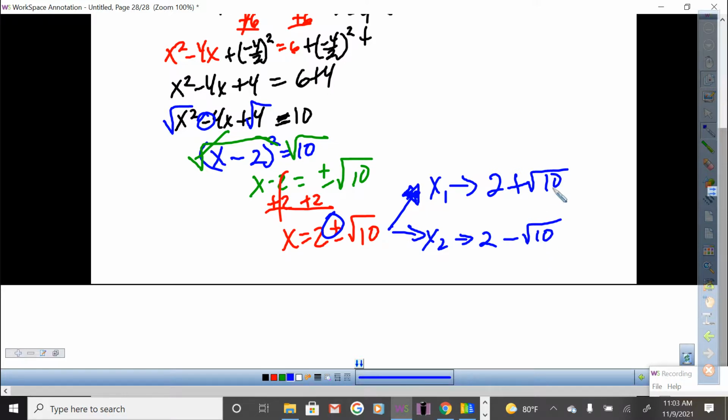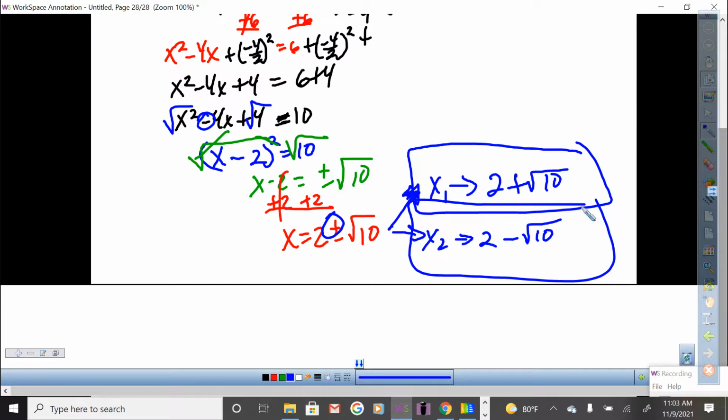Now, could I find an estimate for what the square root of 10 is? Yes, 3 point something. And then I just add that to 2 and whatever that is. Okay? Let's go. So all is good, yeah? All is good. Number 3.